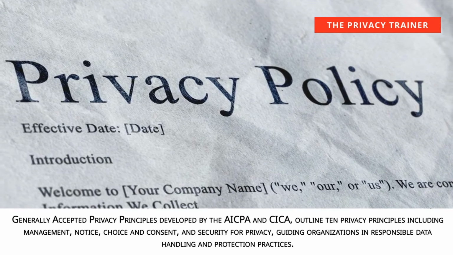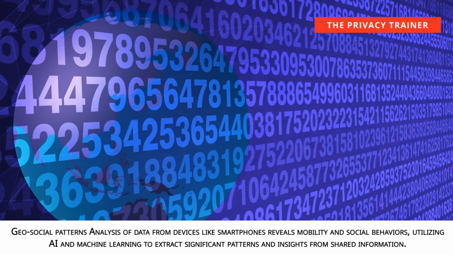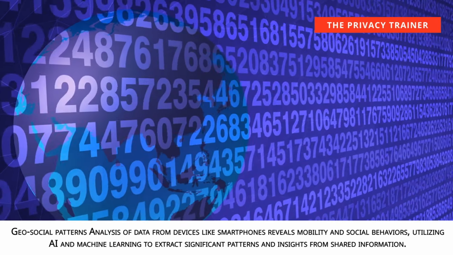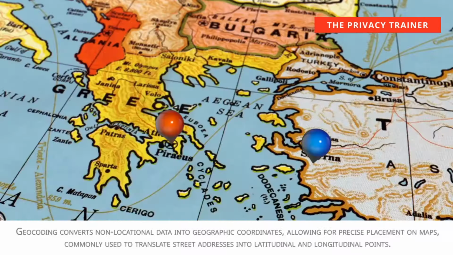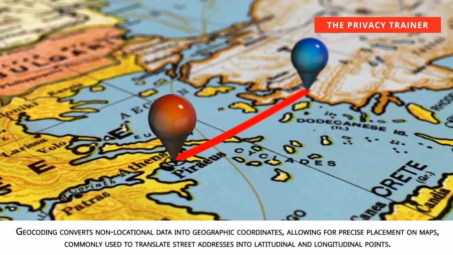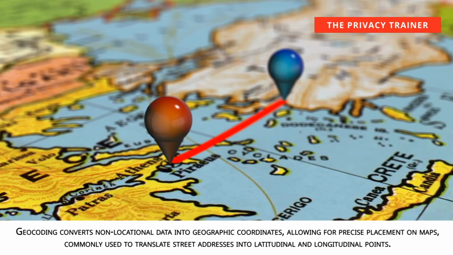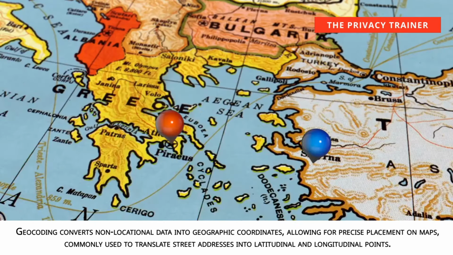Geosocial patterns analysis of data from devices like smartphones reveals mobility and social behaviors, utilizing AI and machine learning to extract significant patterns and insights from shared information. Geocoding converts non-locational data into geographic coordinates, allowing for precise placement on maps, commonly used to translate street addresses into latitudinal and longitudinal points. Geofencing employs virtual geographic boundaries to manage access to apps or sensitive data based on a device's location, enhancing security in contexts like BYOD by regulating app access on corporate networks.